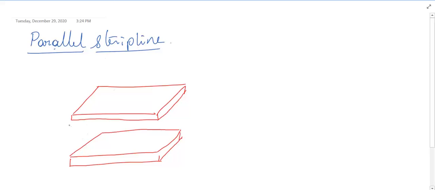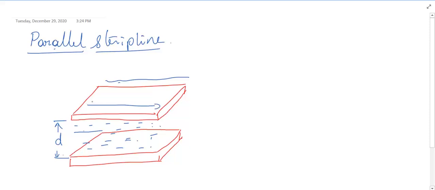So two parallel plates, and here the gap between the plates is filled with the dielectric. This distance between the parallel plates is considered as D, the thickness of the dielectric, and this tells you about the width of the plate. The width of the plate is considered as W, and the gap between the two plates is considered as D, the thickness of the dielectric.